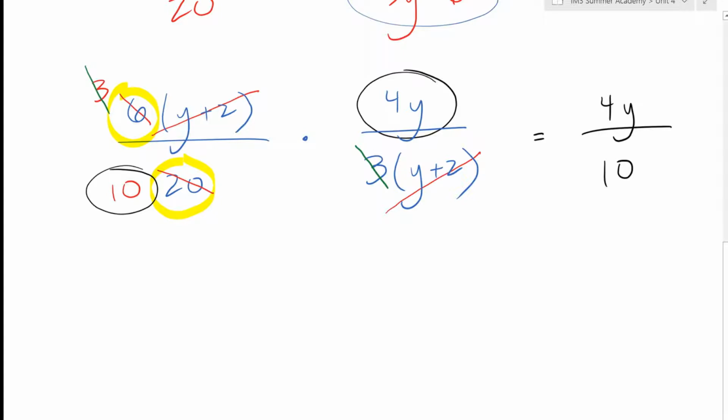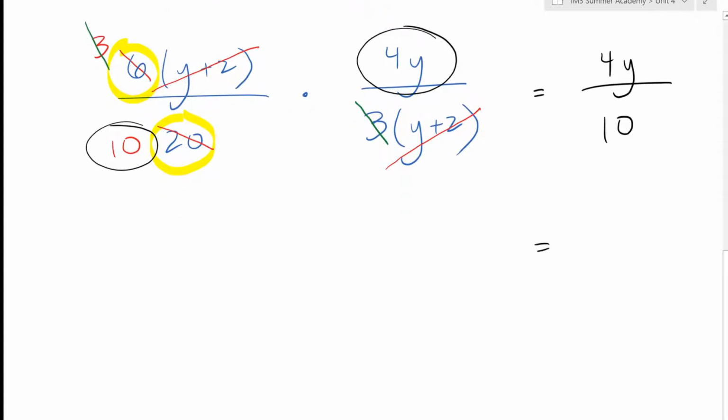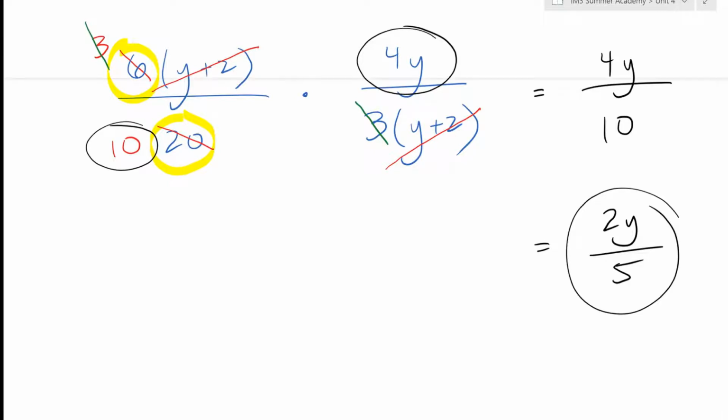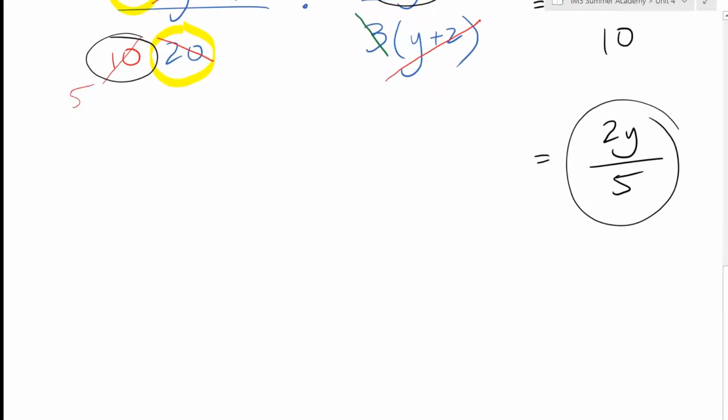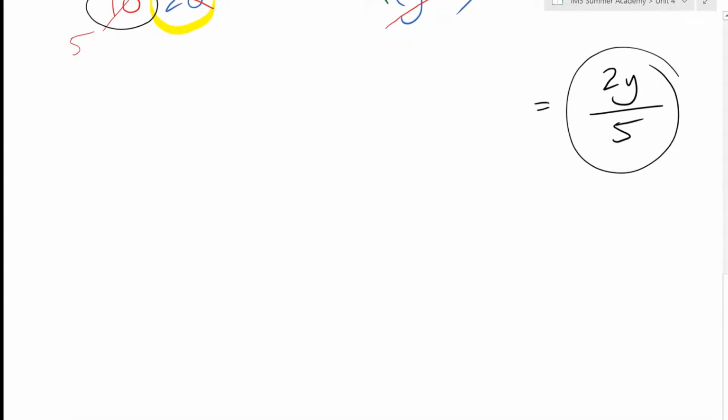But those do simplify a little bit more, both top and bottom by 2. So you get a 2y over 5 as a final simplified answer. Again, something I could have done up here by making this a 5 and this a 2. As long as we're working together, doing the same thing on top and bottom, looking for things that fully cancel and then things that maybe simplify.